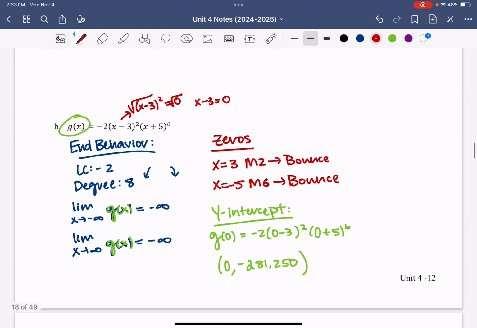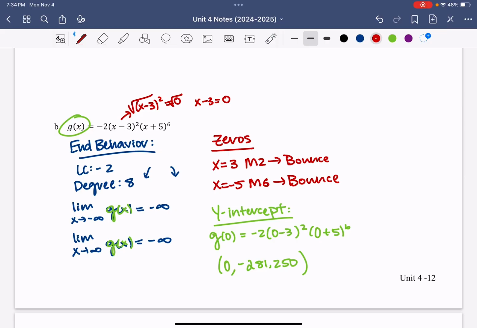Perfect. That bounce was just a little extra. Okay, but that's what would happen at those. Okay, and then for our y-intercept, when we go to plug in 0, I got a pretty small one, you could say. I got a y-intercept of 0, negative 281,250. If you got something different, let me know. But that seemed right to me.